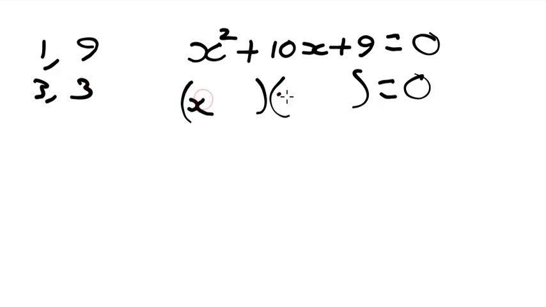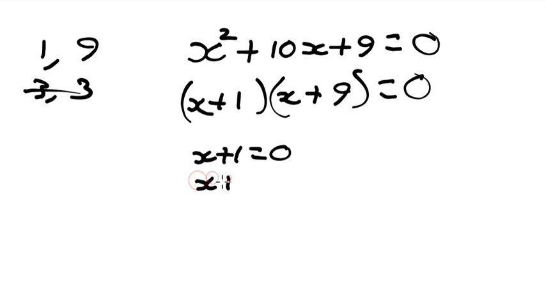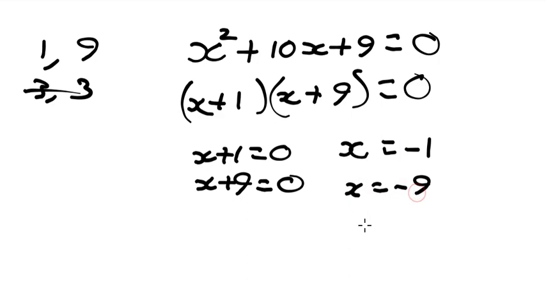X at the start of each bracket to make the x squared at the start. The two of these that add together to make 10 is not 3 and 3, because that's 6. 1 add 9 is 10, so let's put x plus 1, x plus 9. That means that either x plus 1 equals 0 or x plus 9 equals 0. In which case, therefore, x either equals minus 1 or x equals minus 9. And then we could again check it, but instead of doing that, let's just do another example.